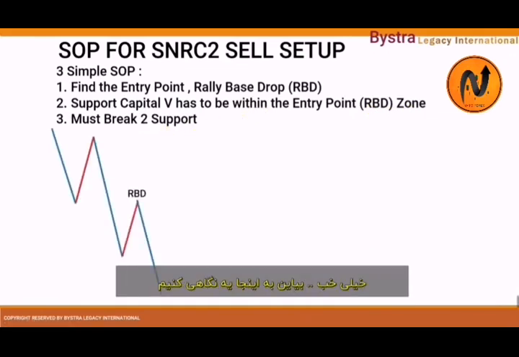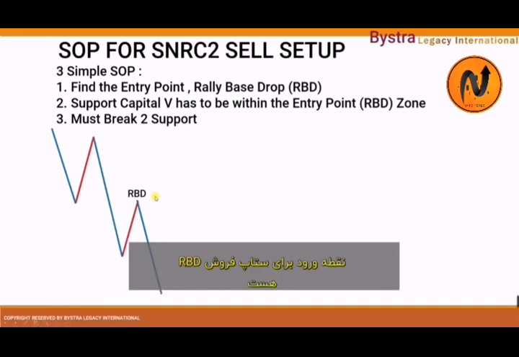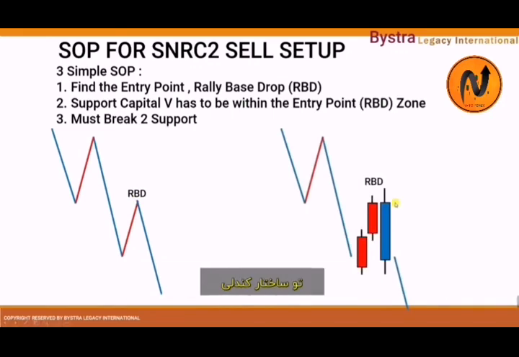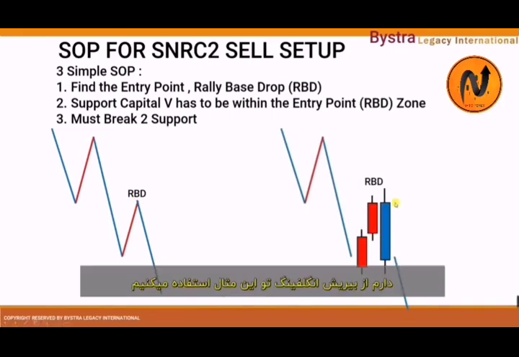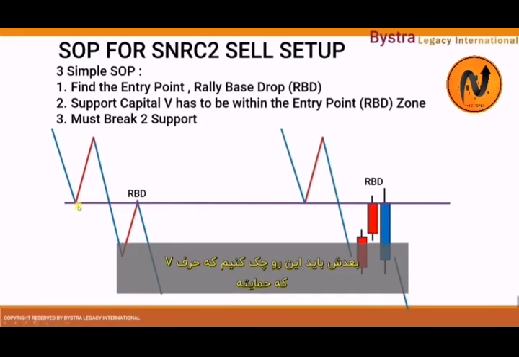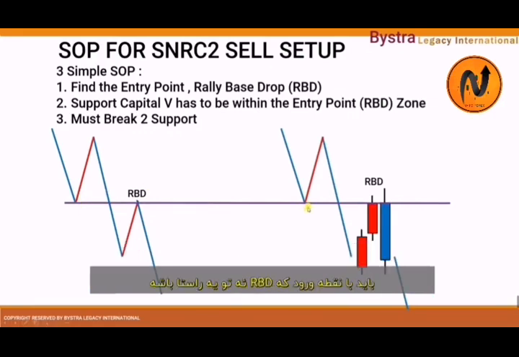Okay, so let's have a look here. So the entry point for the sell setup is the Rayleigh base drop. Same goes with this candlestick. The candlestick pattern I'm using in this example is the bearish engulfing. So next, what should we do? We mark the horizontal line. So we have to check that the capital letter V, which is the support, has to be aligned with the entry point, which is the Rayleigh base drop.